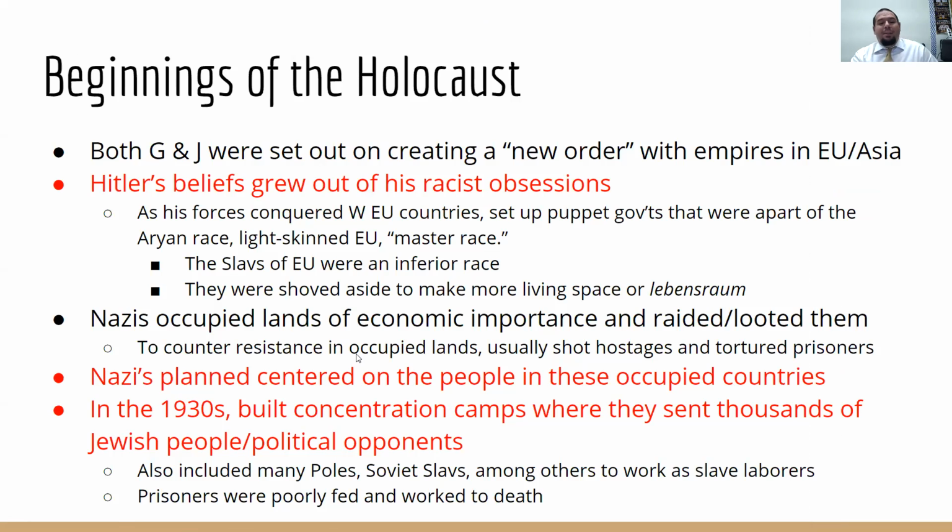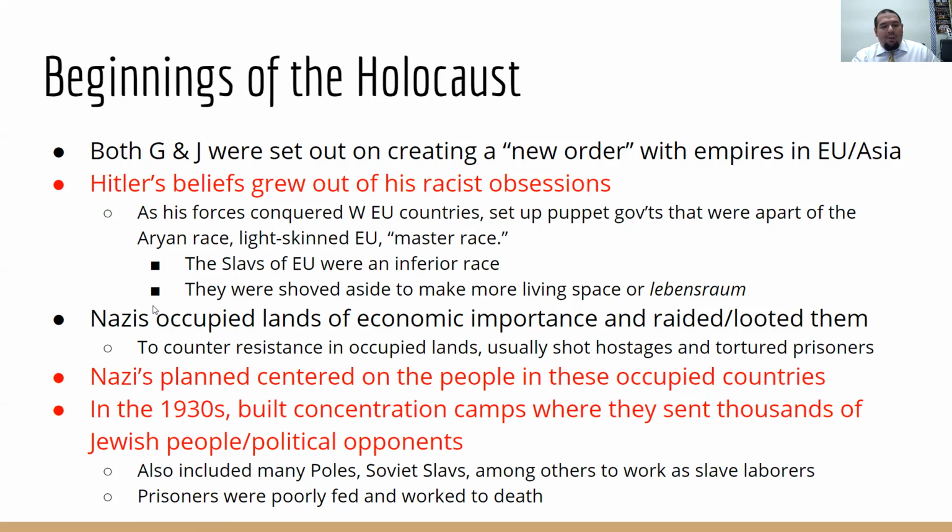All right, so now we have the beginnings of the Holocaust. Both Germany and Japan had plans of creating a new order within the empires of Europe and Asia. Hitler's beliefs grew out of his racist obsessions. As his forces conquered Western European countries, he set up puppet governments that were to be a part of his Aryan race, the light-skinned European, the quote-unquote master race. The Slavs of Europe were an inferior race, and they were shoved aside to make more living space, or Lebensraum.